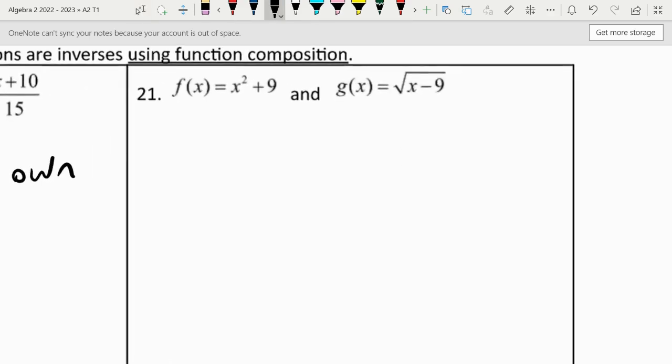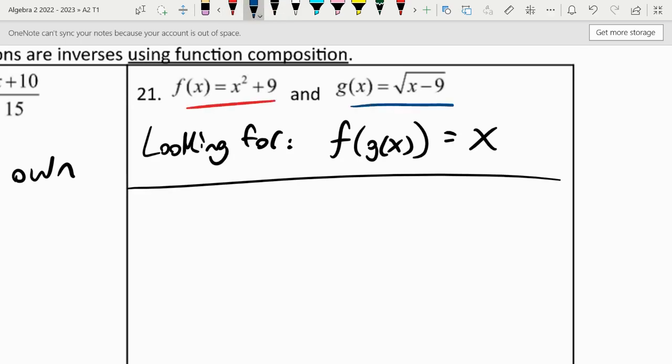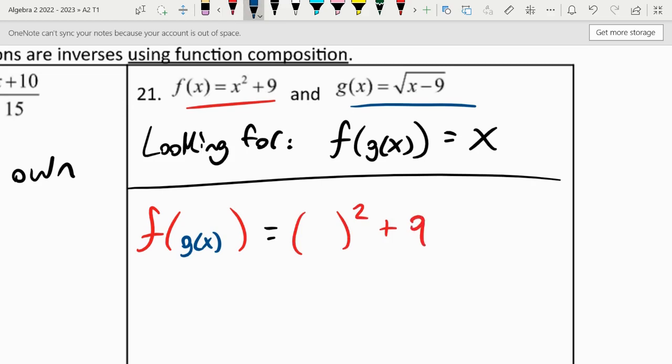Okay, here's what we're looking for: f of g of x equals x. We have to see if that's true, using f of x as my outside and g of x as my inside. F of g of x would be equal to my f of x, my outside function, which is x squared plus 9. My inside function would be the square root of x minus 9.